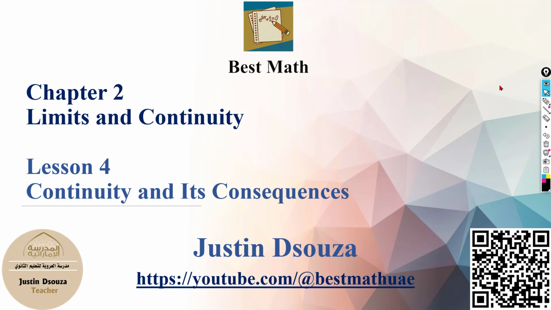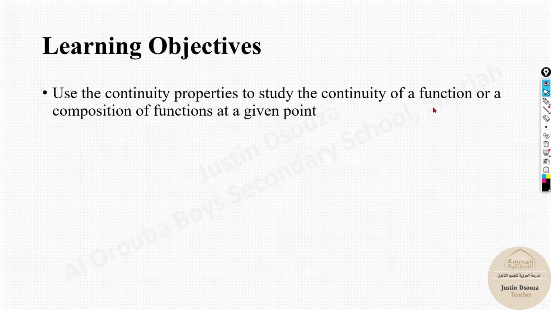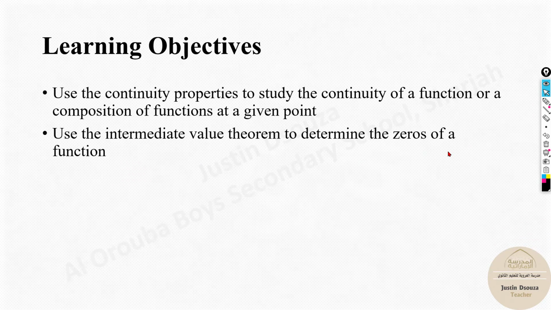Welcome back to the lesson for continuity and its consequences. We will begin the lesson with its learning objectives. The first one is to use the continuity property to study the continuity of a function or composition of functions at a given point, and then to use the intermediate value theorem to determine the zeros of a function. We will learn about both of these in the coming problems.